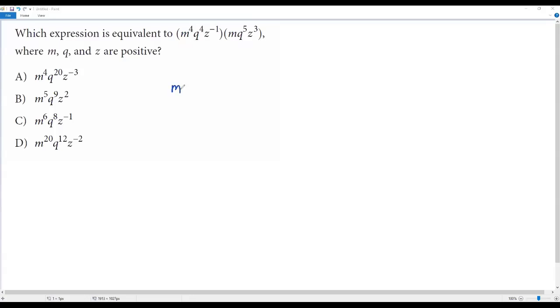Okay, let me write the given expression, that is m to the fourth power, q to the fourth power, and z to the negative first power, and it has to be multiplied by m times q to the fifth power, z to the third power. Okay, so to find the product of this one, I'm just going to consider the product rule of exponents. That is, let me multiply two terms, a to the nth power and a to the nth power. So here I multiply two terms, and for these two terms we have the same base.